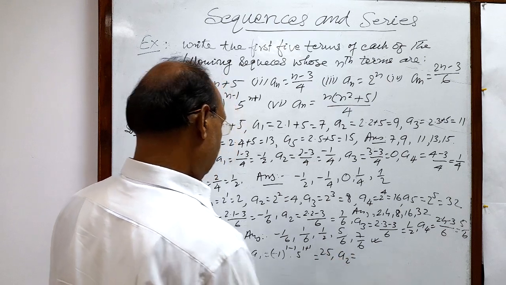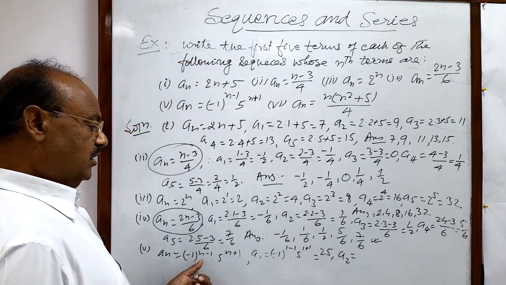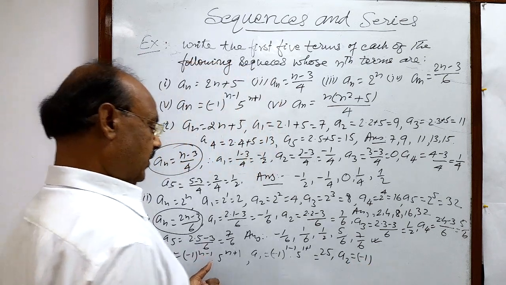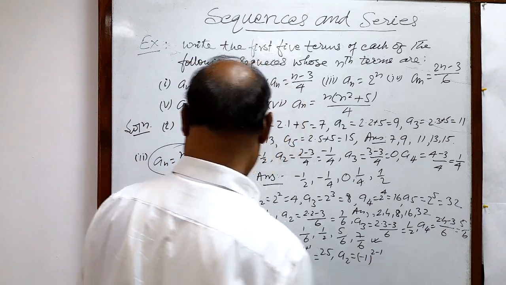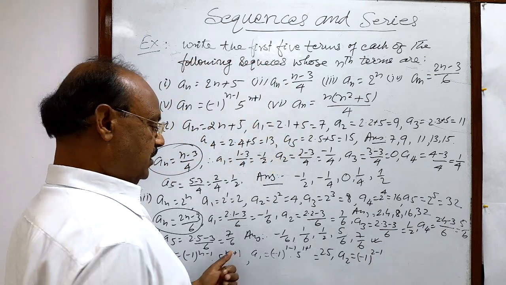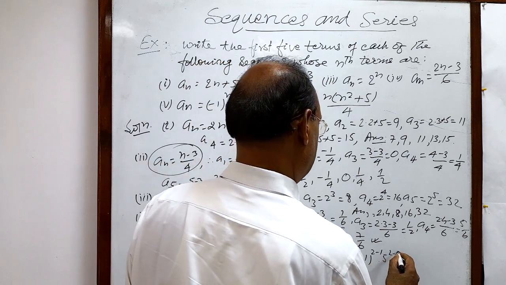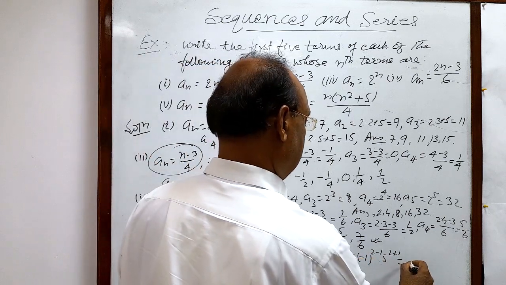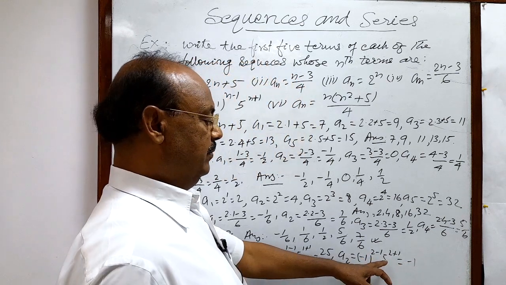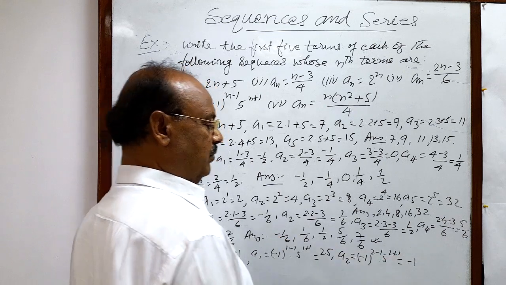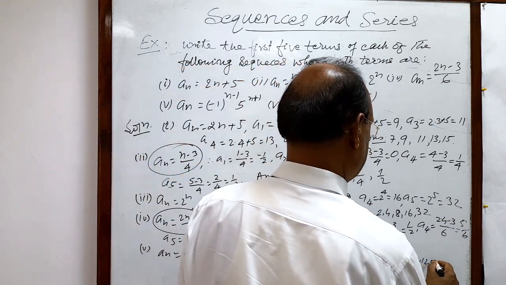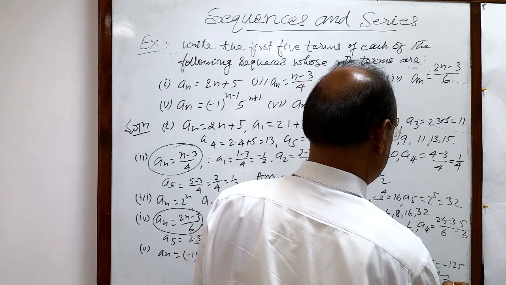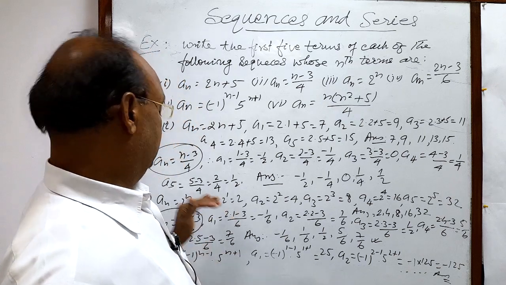And second term a₂ we can obtain by putting n equal to 2 here. So (−1)^(2−1) × 5^(2+1). This is equal to (−1) to the power 1, that is −1. So this will become −1, and 5 to the power 3. 5 to the power 3 means 125. This is equal to −125. In this way, we can get all the first 5 terms of the sequence.